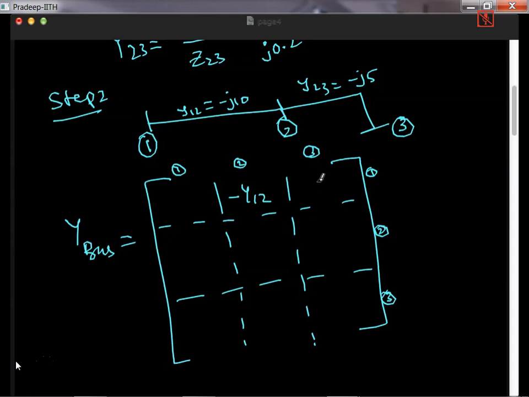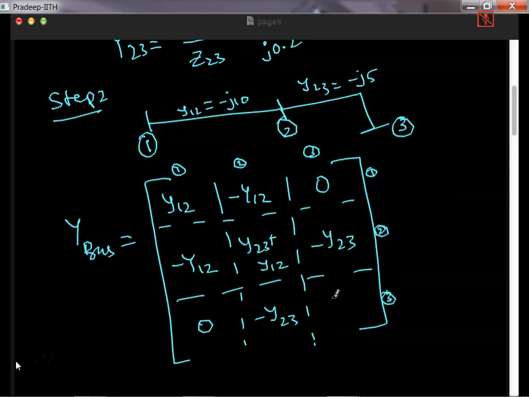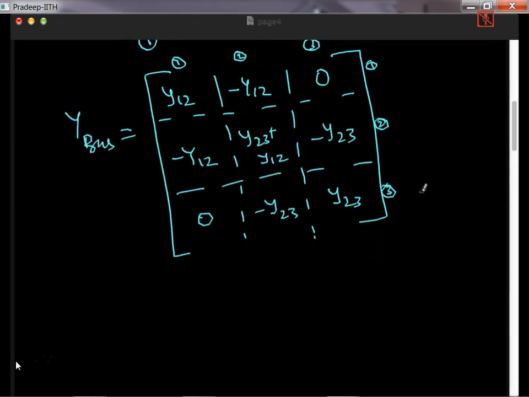1 and 3, no connection. So 0. So minus y12, 0. Between 2 and 3, there is minus y23. And just add them and reverse the sign. Add them and reverse the sign. y23 plus y12. And then y23. So this is our y bus.